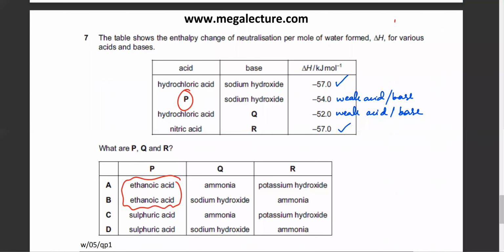Yes, sir. So these two were minus 57. So that's a strong acid, strong base reaction. This was minus 54 and this was minus 52. So that indicates it's a weak acid, weak base reaction.